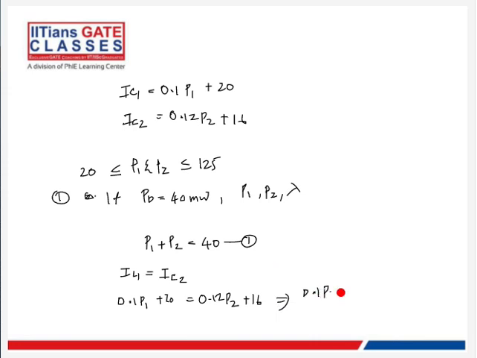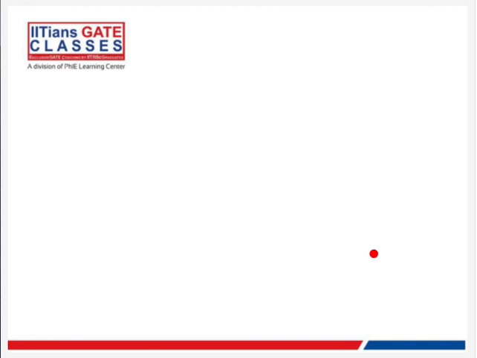0.1 P1 minus 0.12 P2 is equal to minus 4. Right, now what do we have? We have two equations and two unknowns, so you should be able to solve it. P1 plus P2 is equal to 40 and 0.1 P1 minus 0.12 P2 is equal to minus 4. So can you solve this? Let me know what the answer is.